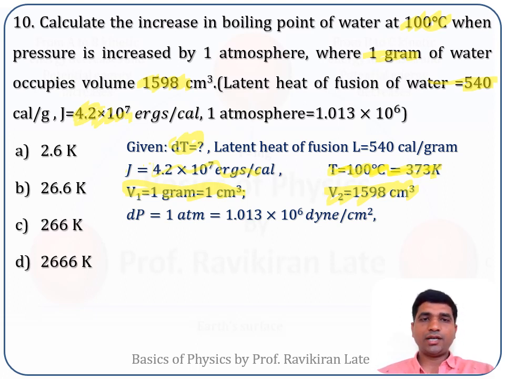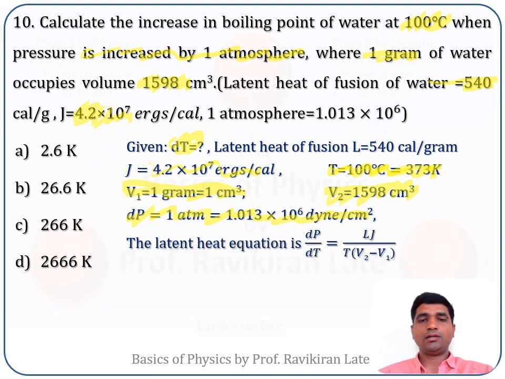The pressure is increased by 1 atmosphere, so the change in pressure is 1 atm, which is 1.013 into 10 raised to 6 dyne per centimeter square. Now we know that the Clapeyron latent heat equation is given by dP by dT is equal to L by J divided by T times V2 minus V1.